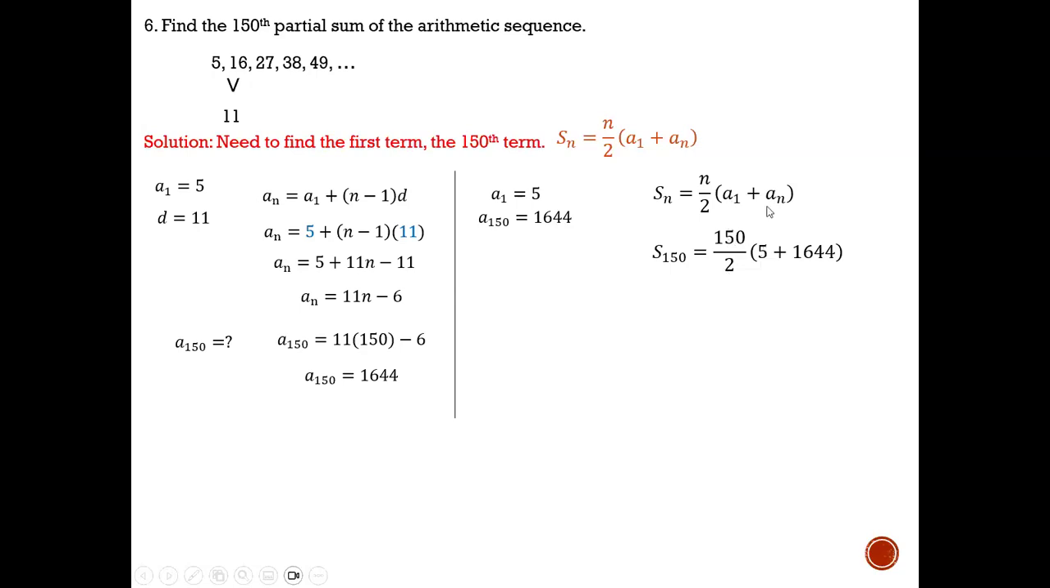A sub 1 is 5 plus a sub n, the 1644. 150 over 2 is 75. 5 plus 1644 is 1649. Multiply there, and we get that the sum is 123,675. So you have the formula here again to use partial sum for an arithmetic sequence. You just have to take the information that you have and use some of the other information to get whatever else you needed, like in this case, the 150th term.